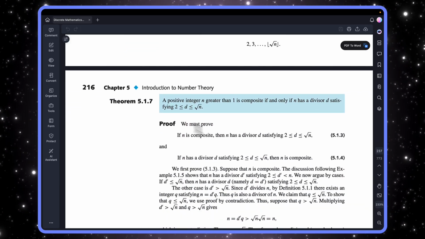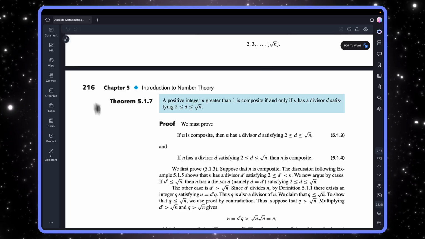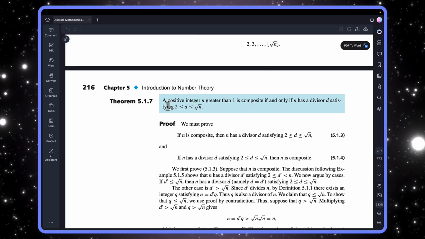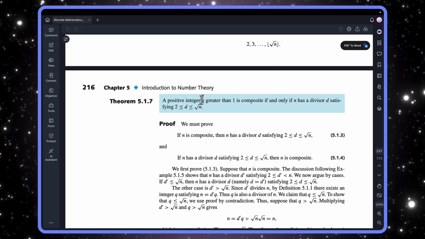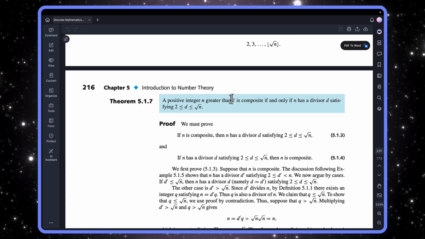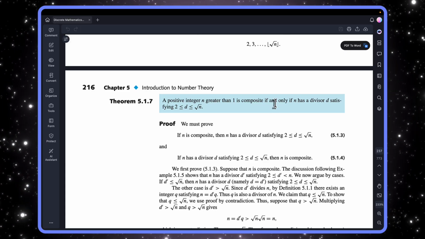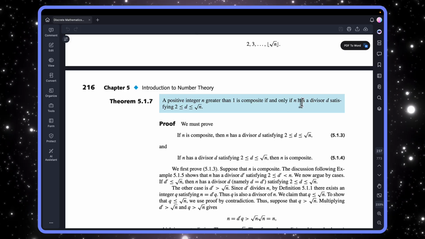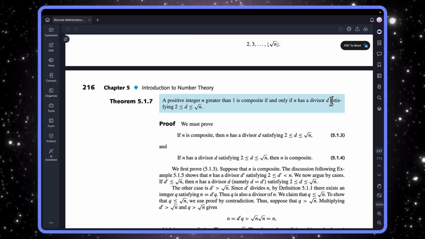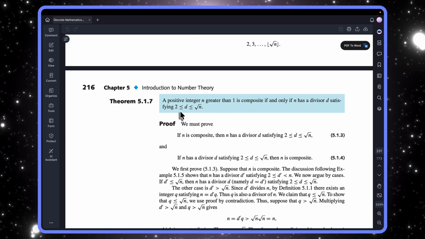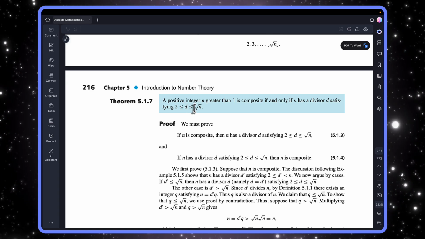Okay, here's something kind of interesting. Suppose you're trying to check. This is what this theorem says: a positive integer n greater than 1 is composite, meaning it's not prime, if and only if n has a divisor d satisfying 2 is less than or equal to d, which is less than or equal to the square root of n.